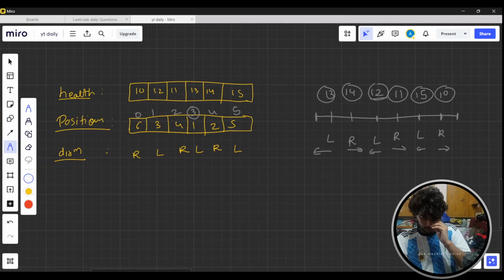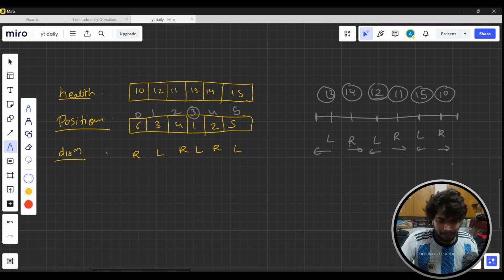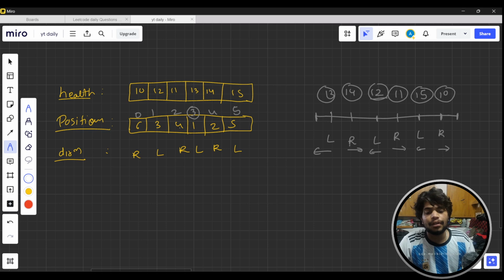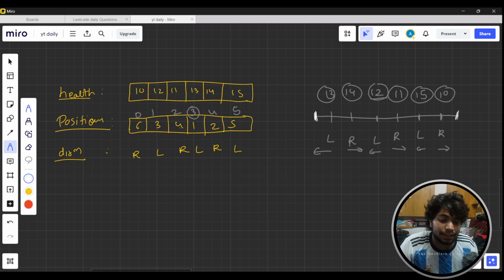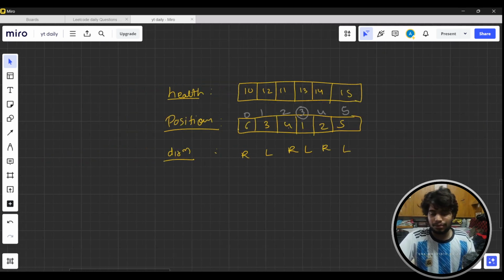Okay, so let's say I have this array. There will be six robots containing this health, and these are their positions, and these are the directions in which they are moving. Okay, so I have created a time distance line, and based on the position I have drawn them. Okay, so let's do this again.